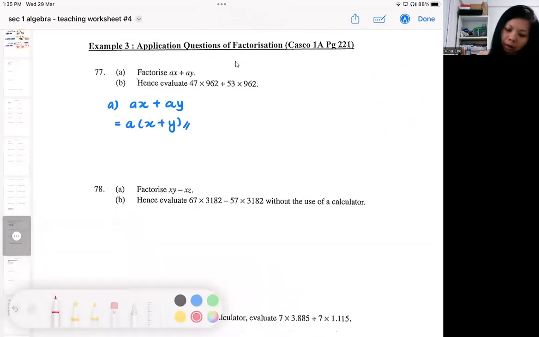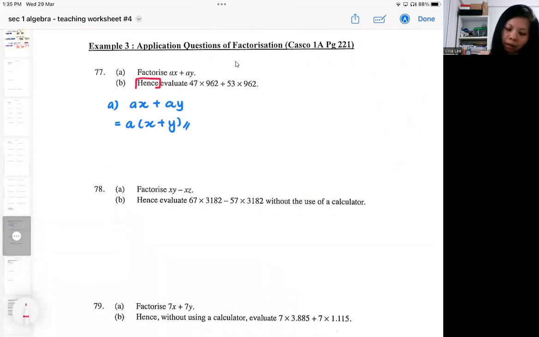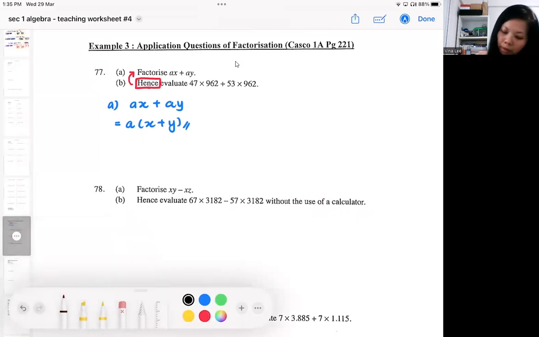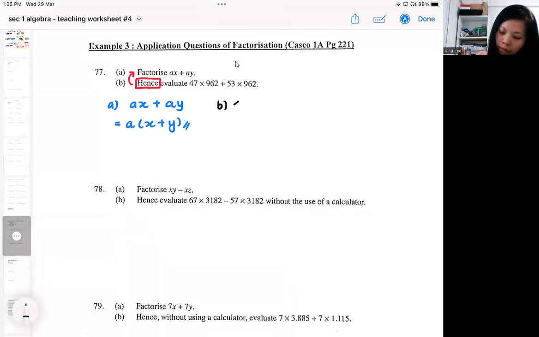Hence part, in math, you always see a hence. Hence means you must use the previous answer to help you. So how am I going to use the previous answer to help me? If you look carefully, how is this related to the previous answer? You must see that it's a product.